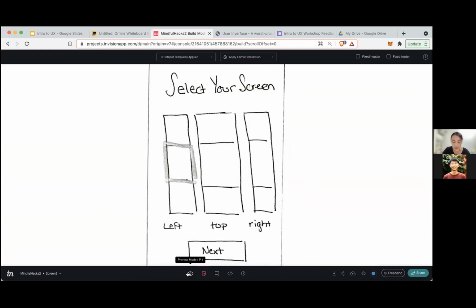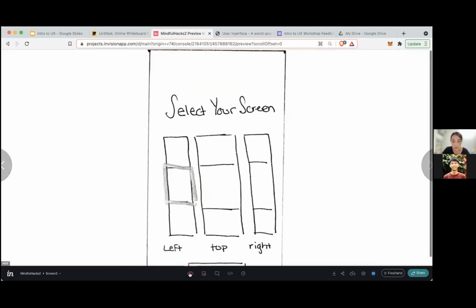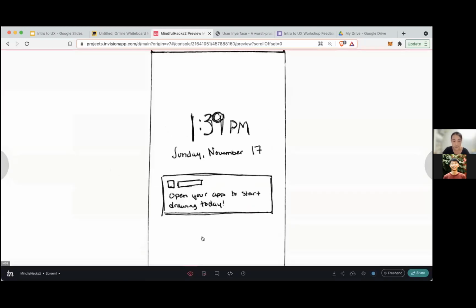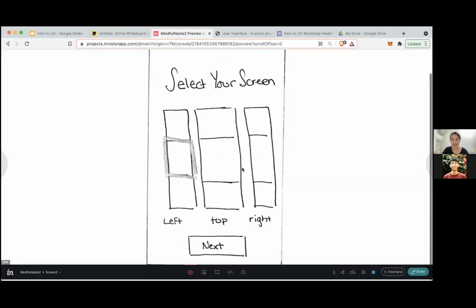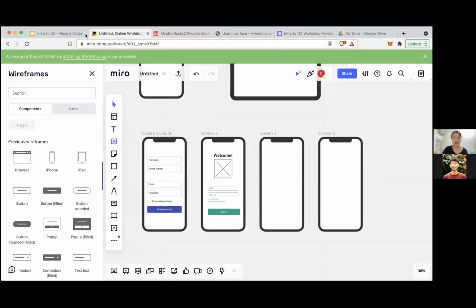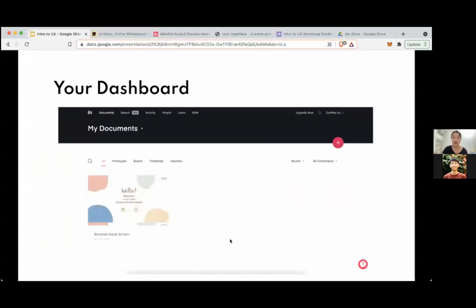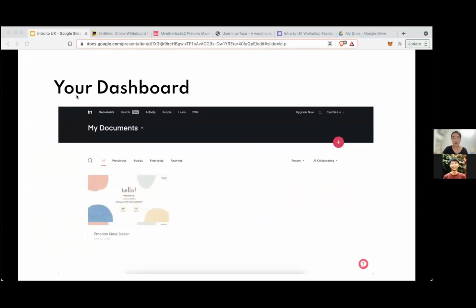So you can preview the interaction you just made by going into preview mode. In this case, we will go back to our first screen, and then we will play around with our prototype like this. So this is just a really simple way to demonstrate how to use Miro and Envision to help you create fast and easy prototypes.